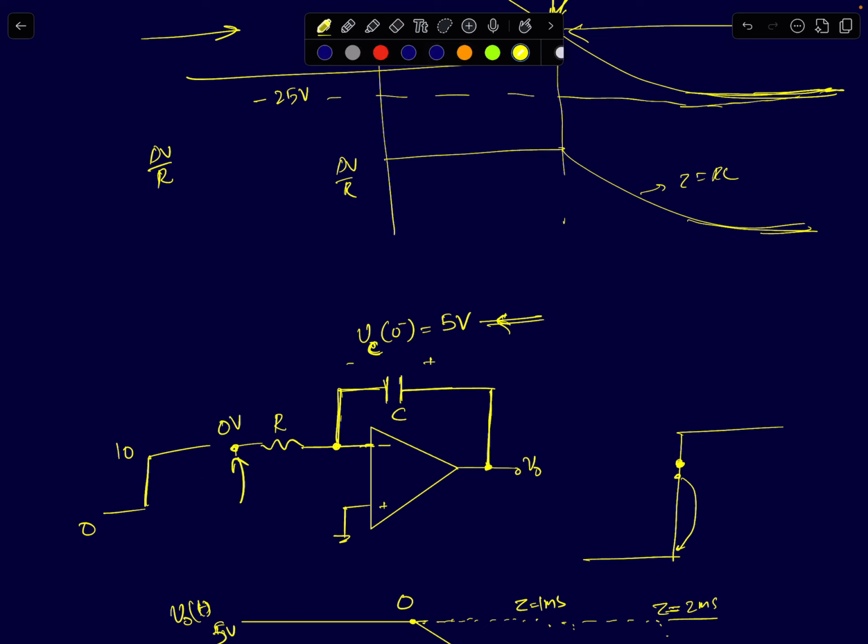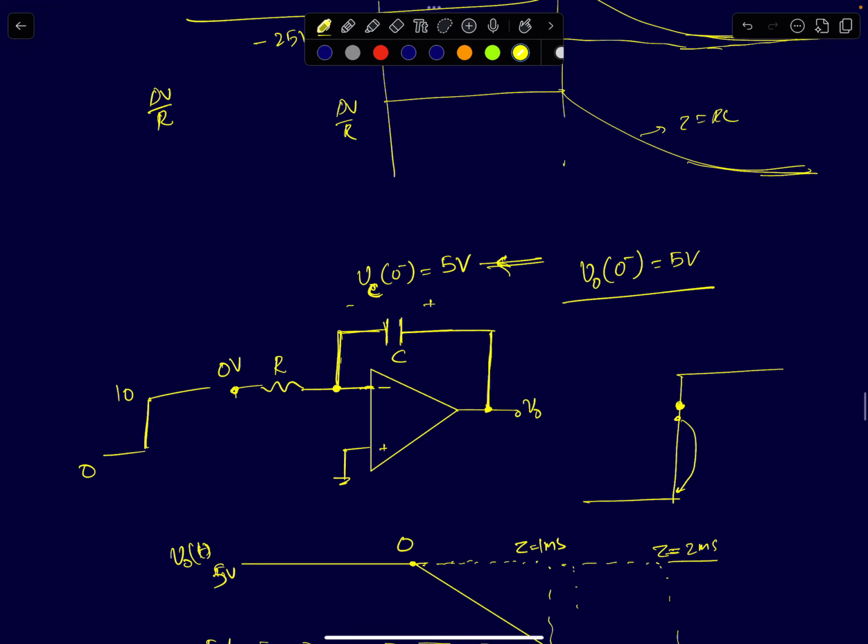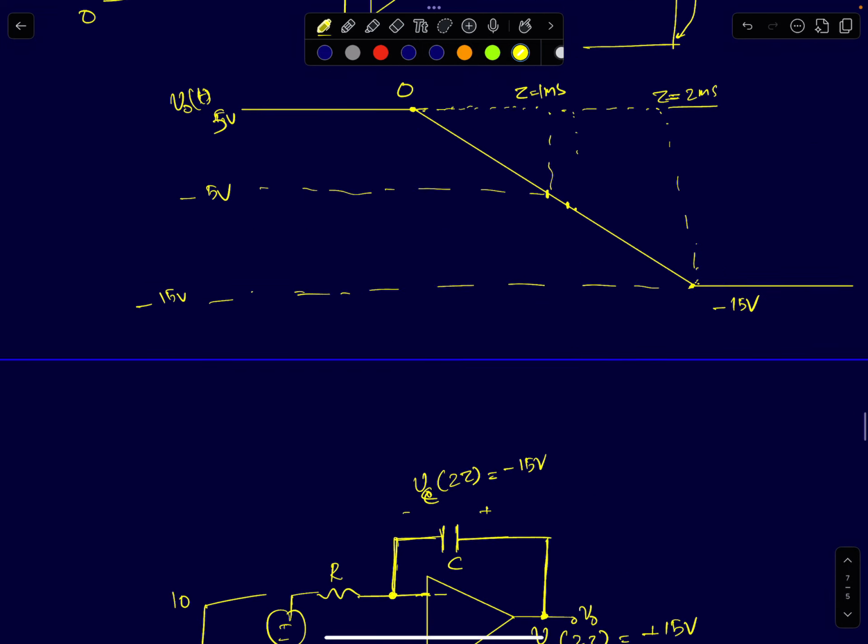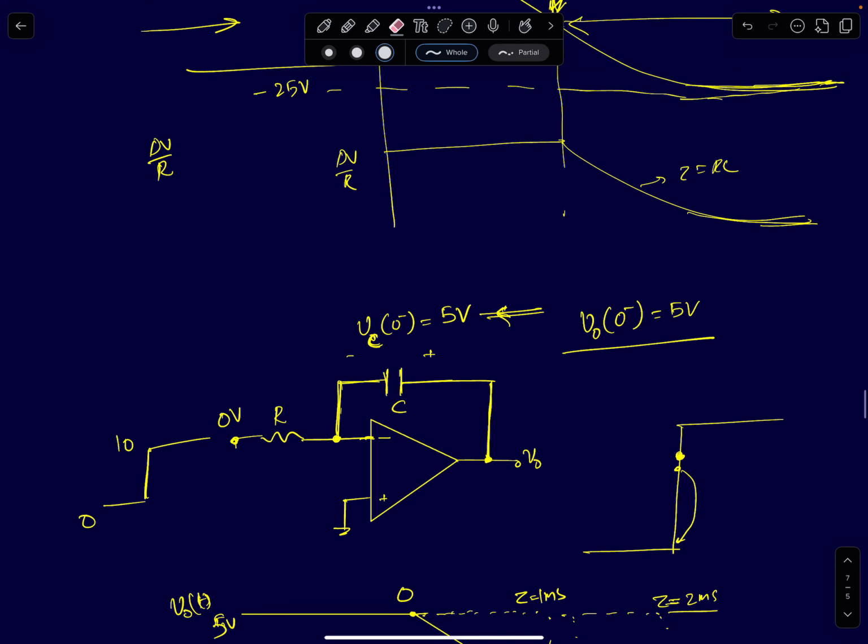So initially it was at 0. No current is flowing through the resistor, so this node will be at 0. So your output voltage Vc of 0 minus will be equal to 5 volts. Now suddenly you apply the step input. When you suddenly apply the step input, your capacitor will act like a DC voltage source. I can replace this cap with a DC voltage source of value plus 5 volts, like this.